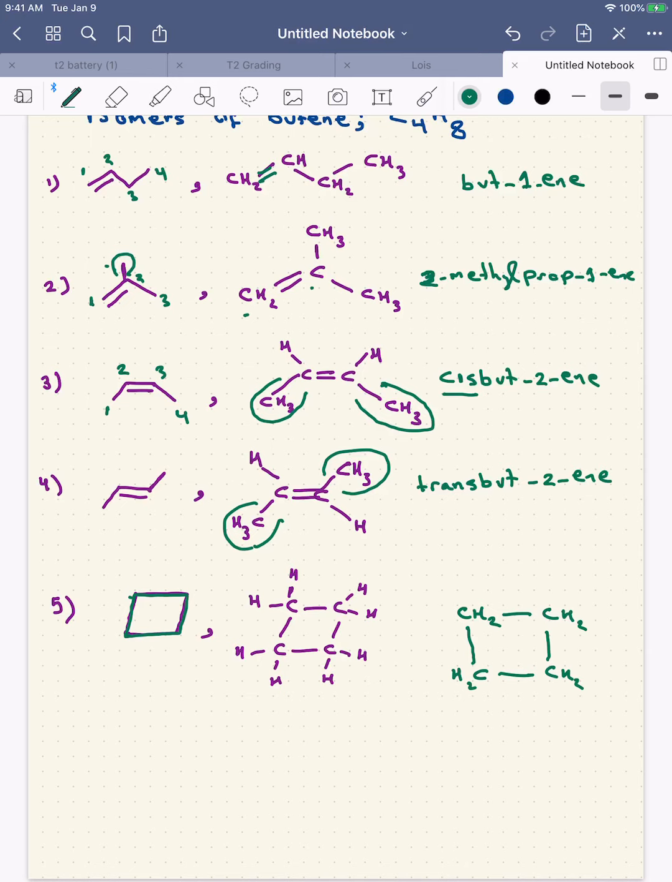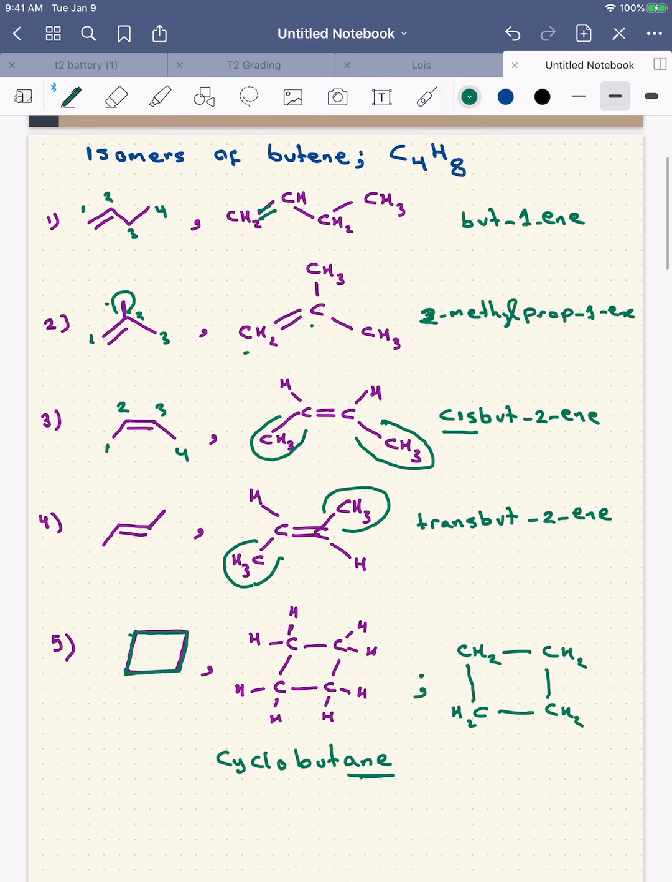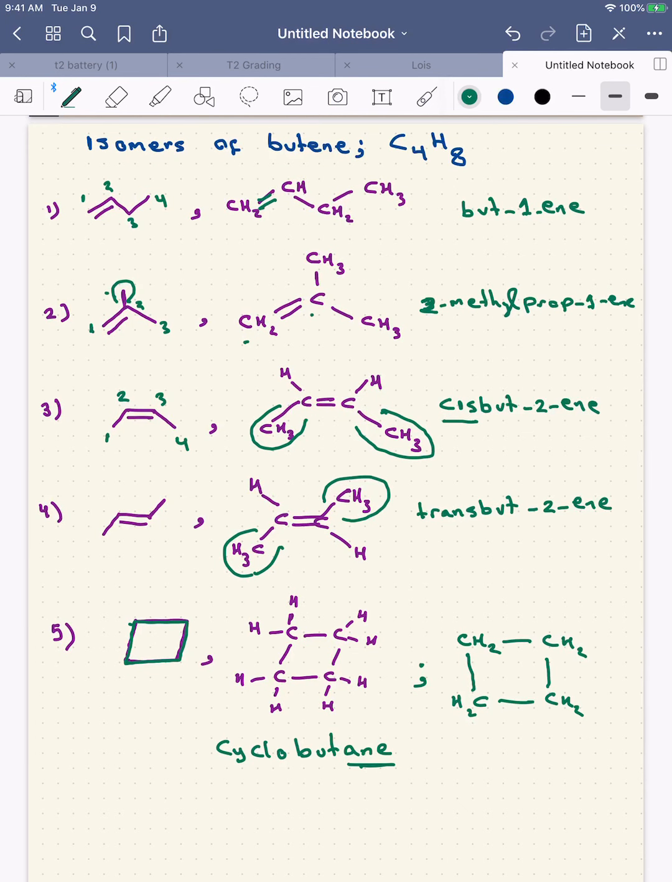For this structure, we call it cyclo. So every time you have a ring structure, you call it cyclo. So this is cyclobutane. Now the ending is ane because it's also saturated. There is no double bond in it. So for something that has the structure of an alkene, you could also have a cycloalkane version of it. So all 5 of these structures are isomers.